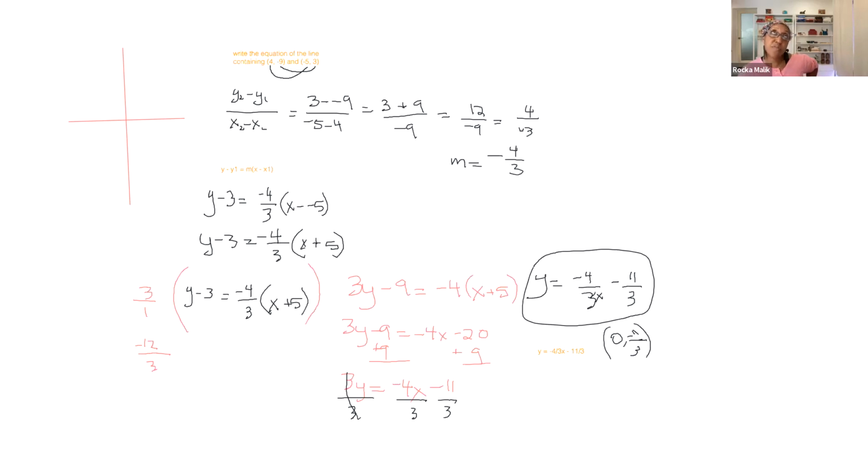Which is almost 4, very close to 4. 3 2/3, if I had to graph it, but I can get this information. So I went from here, where I had just 2 points, to get the slope, to using the slope and 1 point to write my equation in point-slope form.